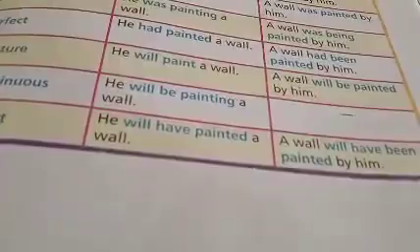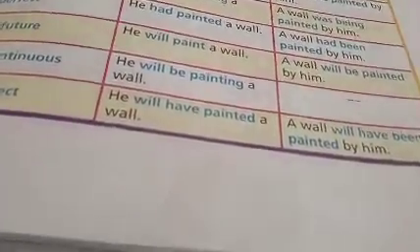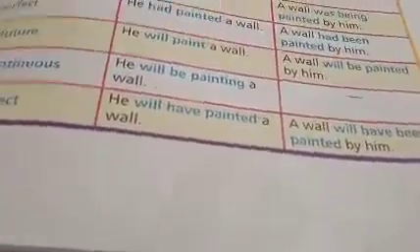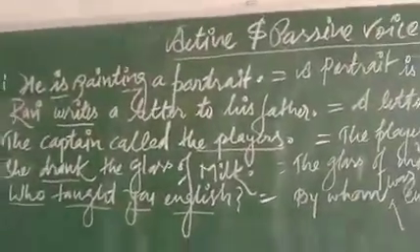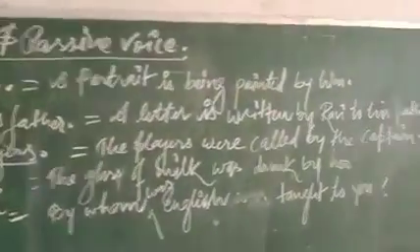To change it from active to passive, there is a simple structure form, and we have also another form. You can see it as I have written it on the board. You see here, he is painting a portrait. A portrait is being painted by him.